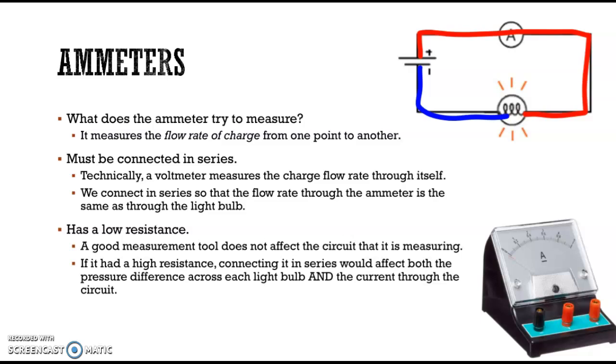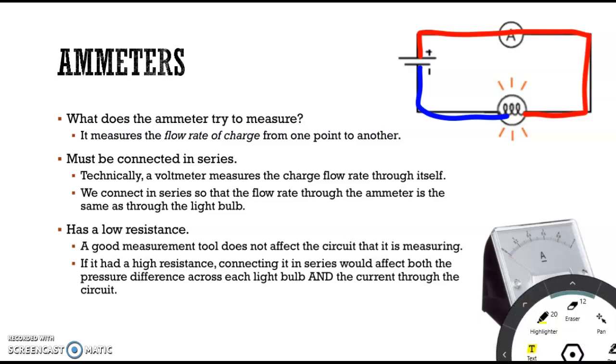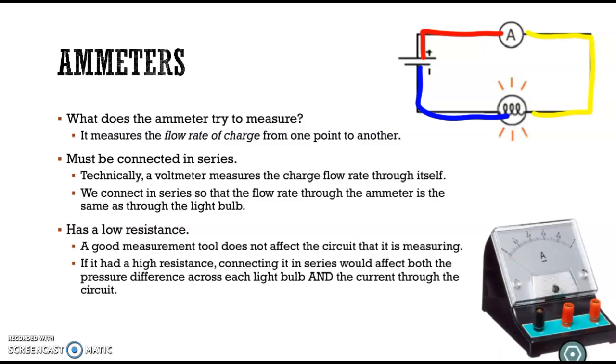But if it did have a resistance, okay, if it did have a resistance, then our circuit would be color-coded maybe something like this. If it had the same resistance as this bulb or any other amount, that would be affecting the amount of charge that goes through that light bulb, as well as affecting the electric pressure in the circuit. So that ammeter has to have a very low resistance, or it does change the amount of flow through the circuit, and it also changes the electric pressure in the circuit, so we can't have that either.